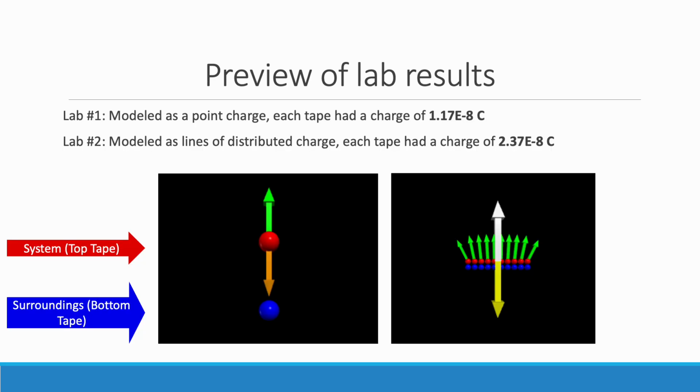As a preview of the lab results, for Lab 1, modeled as a point charge, each tape had a charge of 1.17e-8 coulombs. In Lab 2, modeled as lines of distributed charge, each tape had a charge of 2.37e-8 coulombs, which was a big jump in difference. The system was the same: the top tape, which was modeled as red balls, and the surroundings was the bottom tape, which was modeled as the blue balls.